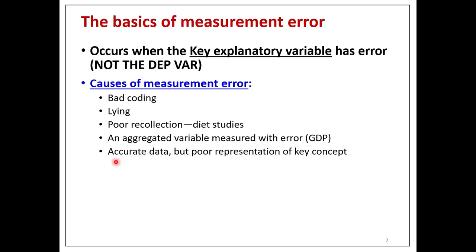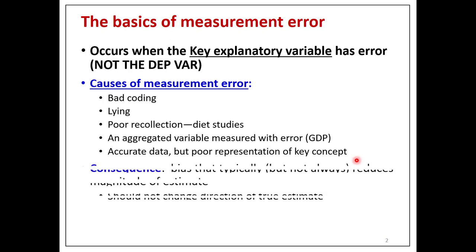And then there's this one that I kind of learned late in my career, that there could be accurate data. Everything's good. There's no lying, there's no bad coding, but it's just poorly representing the key concept that you're trying to measure. Okay, and this applies to the hot hand, as we'll see in a little bit.